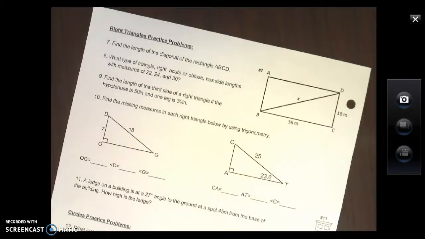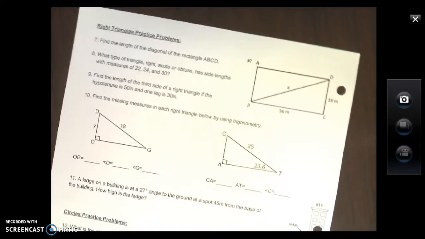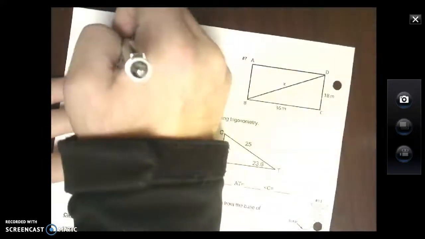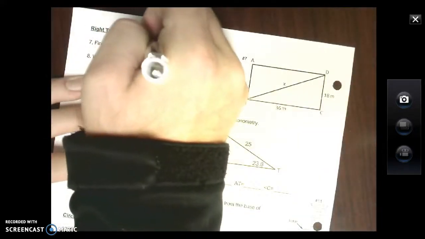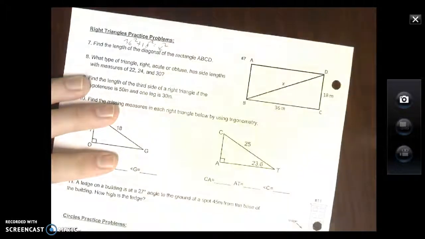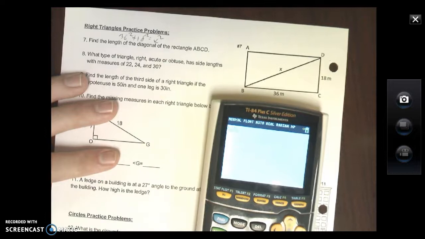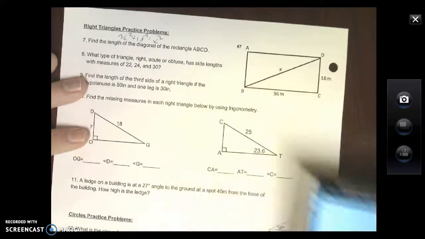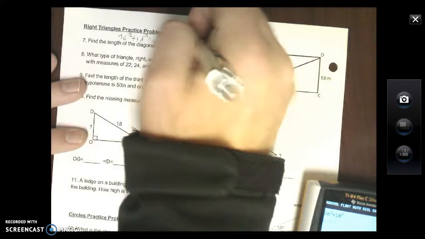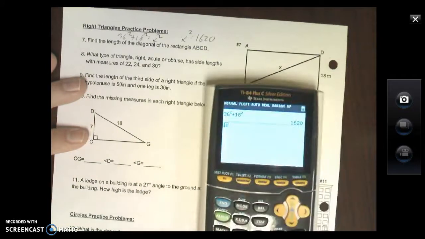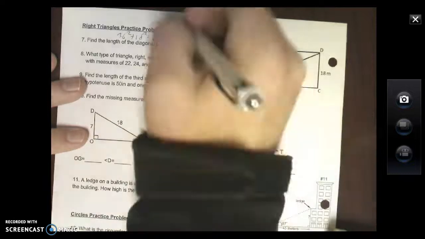Find the length of the diagonal of the rectangle ABCD. This is just the Pythagorean theorem. I could do 36 squared plus 18 squared equals x squared. Just to save a little bit of time here, I have the calculator, I will use it. 36 squared plus 18 squared gives me 1620. I know it's hard to see there, I apologize. x squared equals 1620. If I do the square root of 1620, 40.25.